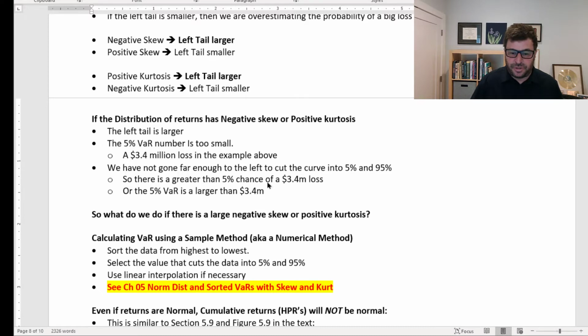It's larger than that. So what do we do if there is a negative skew or positive kurtosis and we know that our 5% VAR using the normal distribution is wrong? Well, we'll use a numerical method or a sample method. Sometimes this is called a historic method, and we'll do this at a later date.